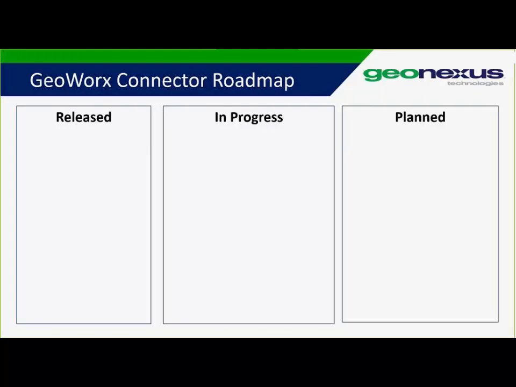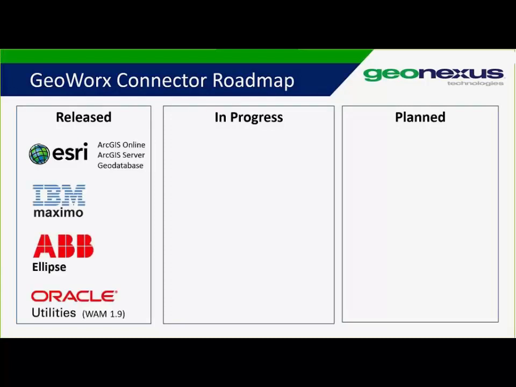Next slide kind of shows us where we are and where we're heading with our technology. So we have released connectors to various enterprise systems. Of course, we have connectors to Esri. We fully support the ArcGIS Online connection, ArcGIS Server, and then of course directly to the geodatabase, like ArcCatalog or ArcMap would do. We have off-the-shelf connectors for IBM Maximo and ABB Ellipse and Oracle Utilities 1.9.